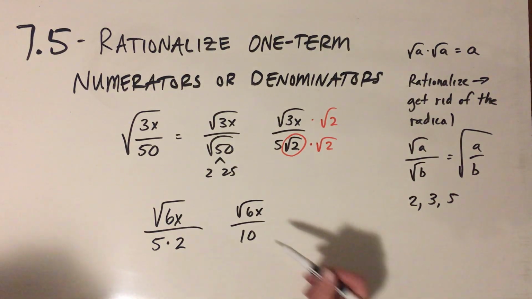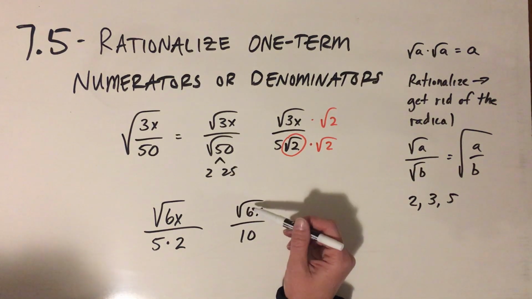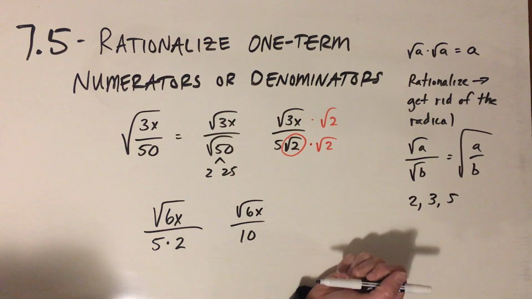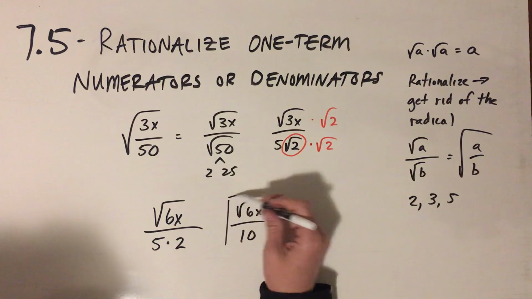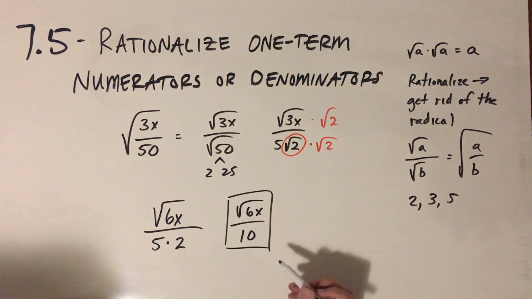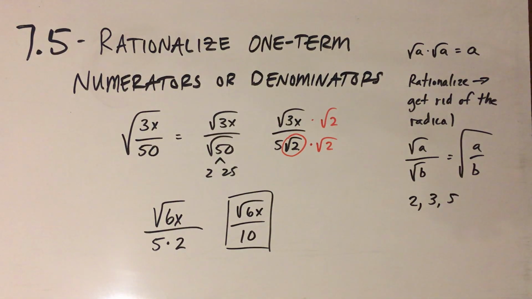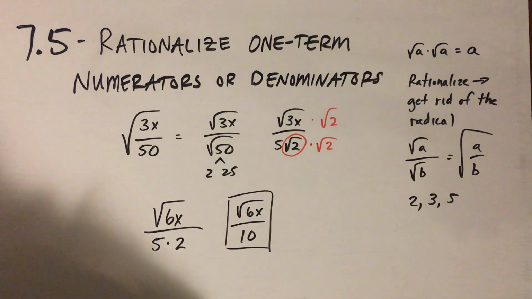No, I can't, because this 6 is under the radical and this 10 is not. So you can't cancel things that are under a radical with things that are outside. This is as simplified as we can get that. Again, we rationalize the denominator, which means I want to get the radical out of the denominator. That is rationalizing the denominator.